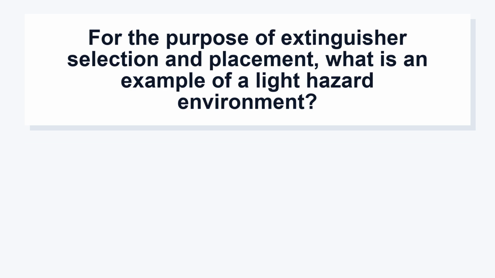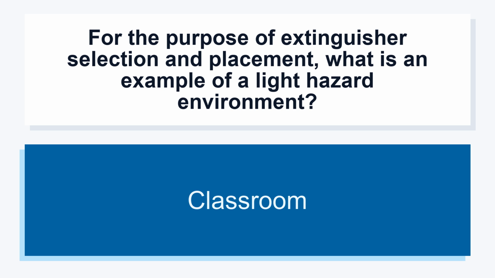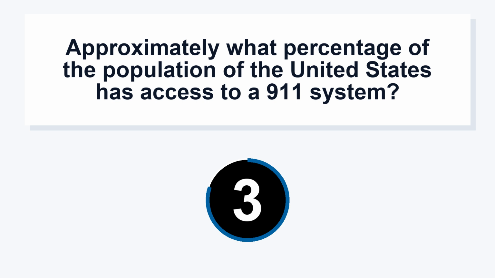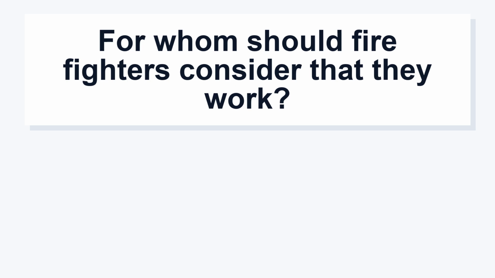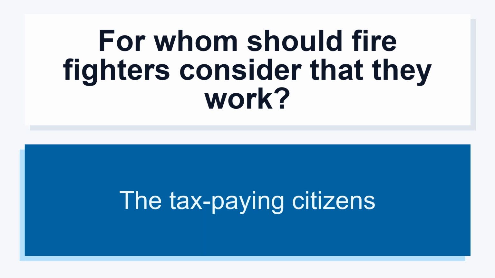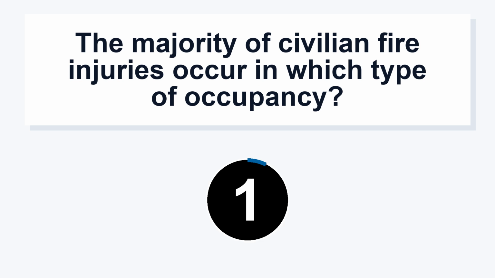For the purpose of extinguisher selection and placement, what is an example of a light hazard environment? Classroom. Approximately what percentage of the population of the United States has access to a 911 system? 96. For whom should firefighters consider that they work? The tax-paying citizens. The majority of civilian fire injuries occur in which type of occupancy? Residential.